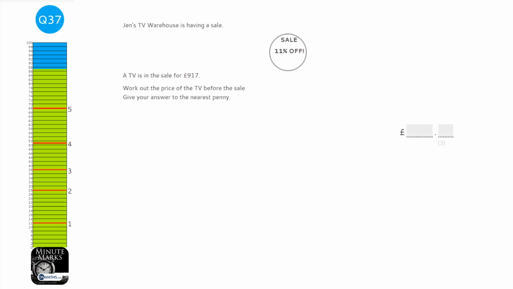The easiest way to answer this question on the calculator paper is to think in terms of multipliers. Multipliers are a nice easy decimal you times something by to do whatever the question's asking you to do, so either increasing it by a percentage or decreasing it by a percentage. So if we ignore the second part of the question, just focus on this bit, 11% off.